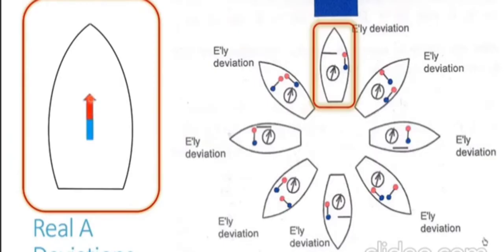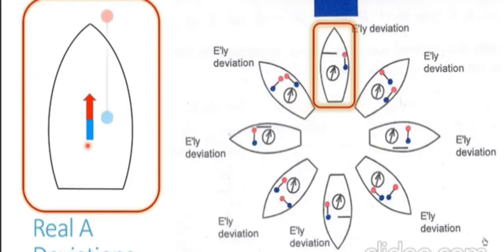So let's show our magnetic compass. You can see it here. The north end of the magnetic compass is having a red polarity. You see the red color, and the south end is having a blue polarity. So this arrow which you see in the zoomed in diagram of the ship now represents the magnetic compass.